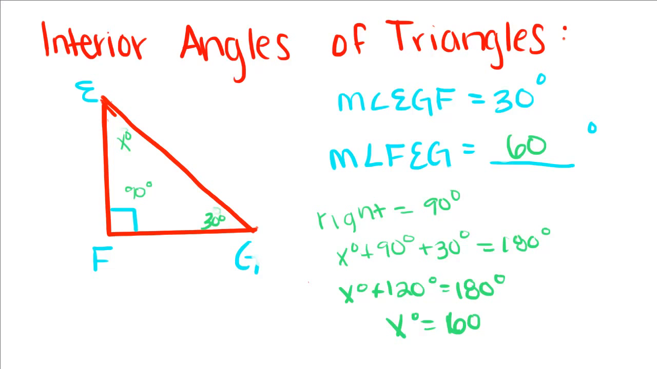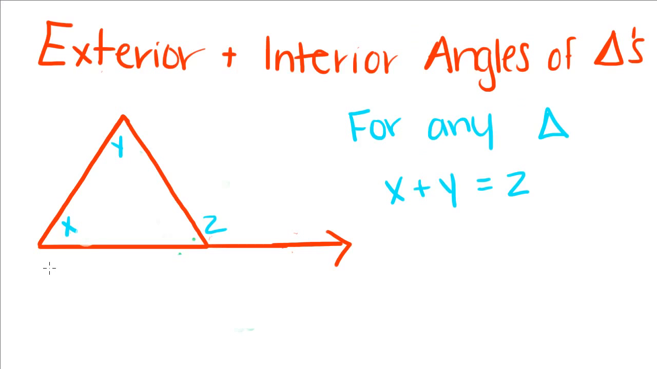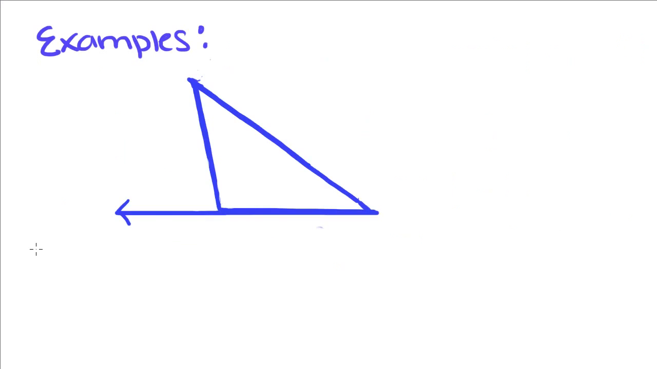Okay, now that we know that property, we're going to look at the exterior and interior angles of a triangle and see how they relate to one another. So for any triangle, x plus y is equal to the measure of z. So the measure of angle x plus the measure of angle y is equal to the measure of angle z. So now we're going to do an example.